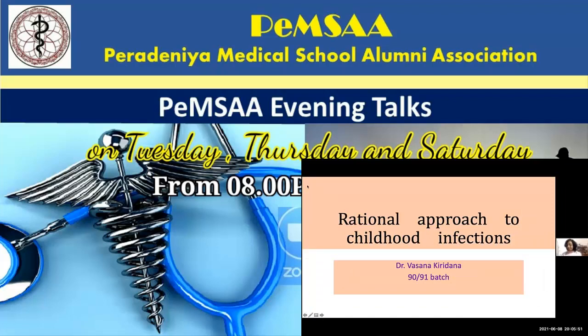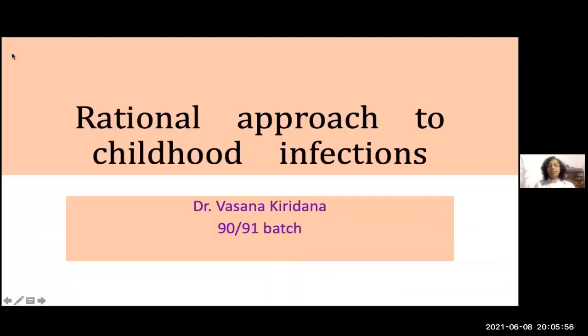All right. Okay, right. So this is our topic today, rational approach to childhood infections. Please remember that this is not a lecture on any particular infection. I will basically take you through various clinical scenarios, talking about the symptoms and signs, and discussing how you utilize the clinical spectrum of manifestation of a disease condition to help you arrive at a reasonable clinical judgment.